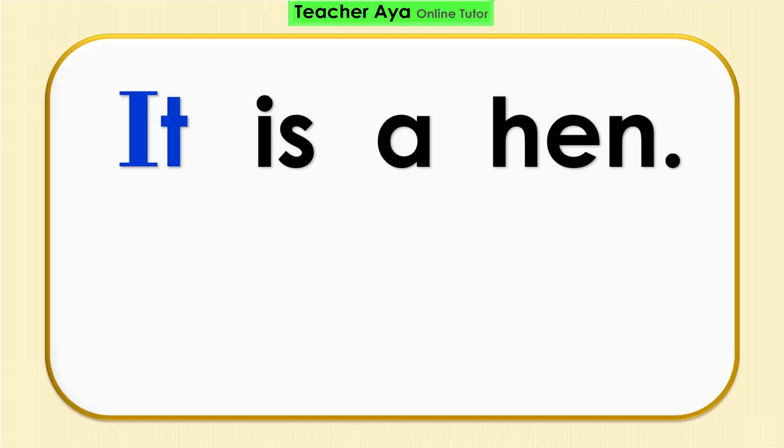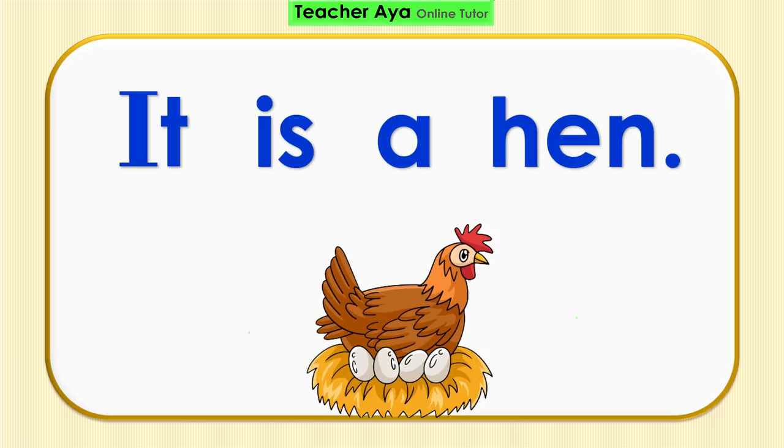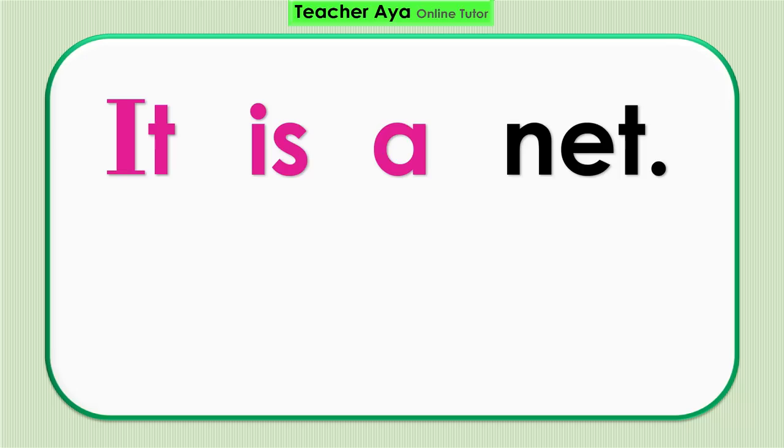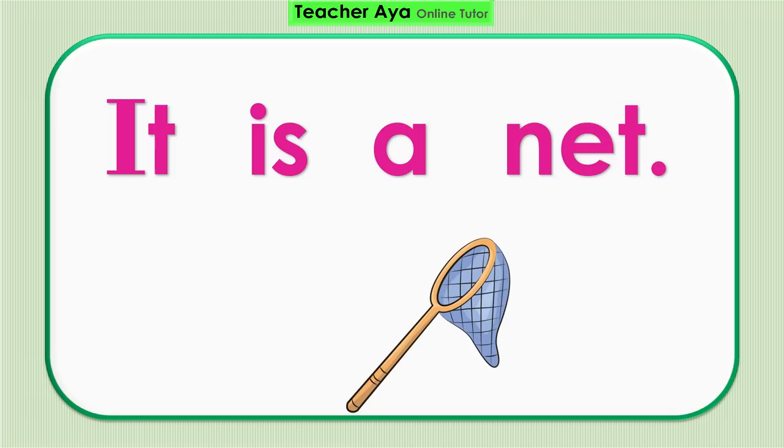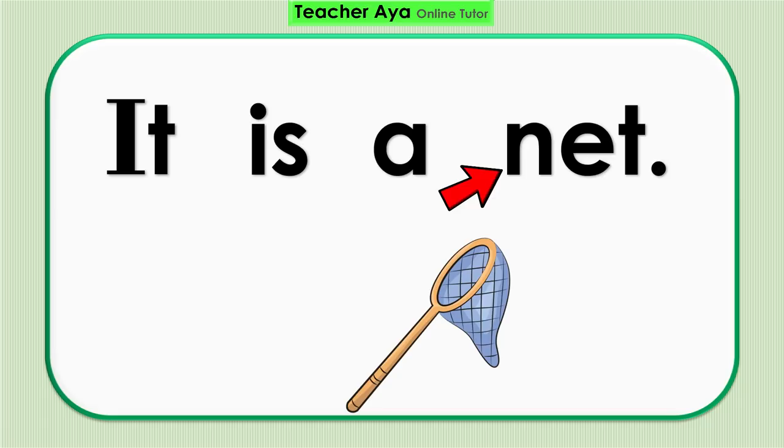It is a hen. Again. It is a hen. Your turn to read, children. It is a net. Again. It is a net. Your turn to read, children.